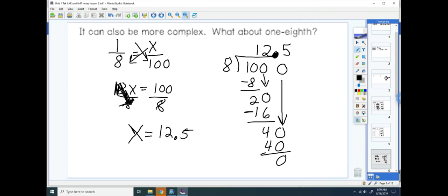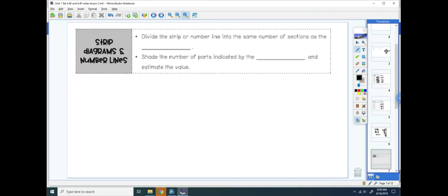This would be 12.5, and that will be the answer, which is also the percentage. So that is how you find it if it's a more complex fraction, which we've already been practicing. All right, so let's learn some more vocab. Divide the strip or number line into the same number of sections as the denominator. Shade the number of parts indicated by the numerator.